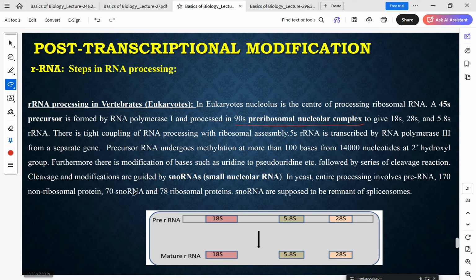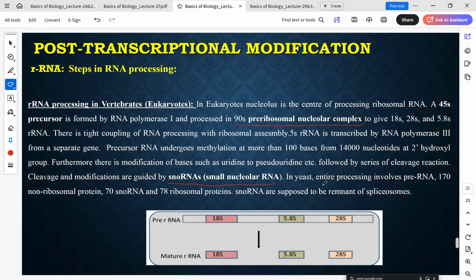The cleavage and modification is guided by snoRNAs, or small nucleolar RNAs. Remember that I said that mRNA, tRNA, and rRNA are not the only RNA molecules that are present. snoRNA, or small nucleolar RNA, is one such other RNA molecule. There are long non-coding RNAs, and there are microRNAs present within the cell that also affect various cellular processes.